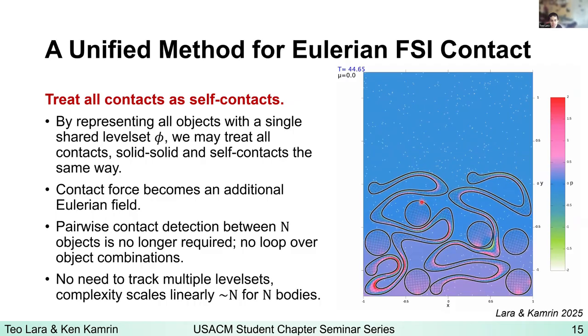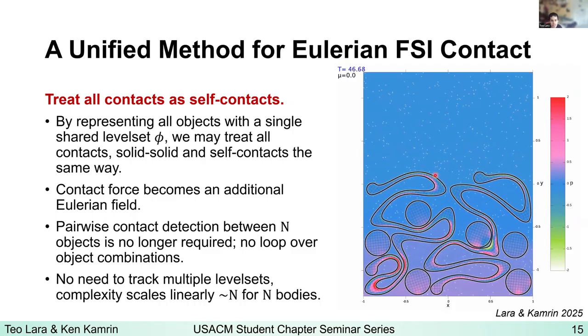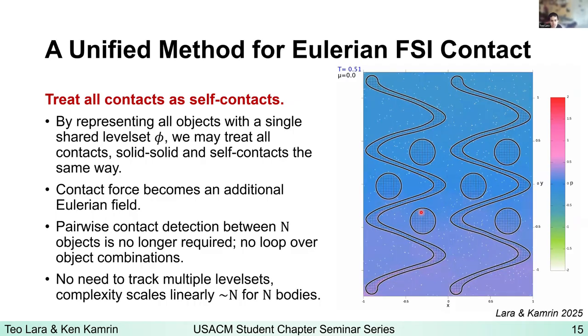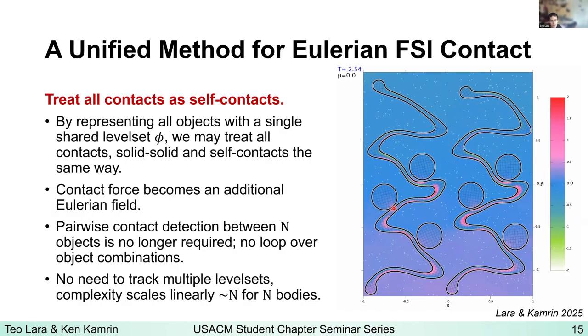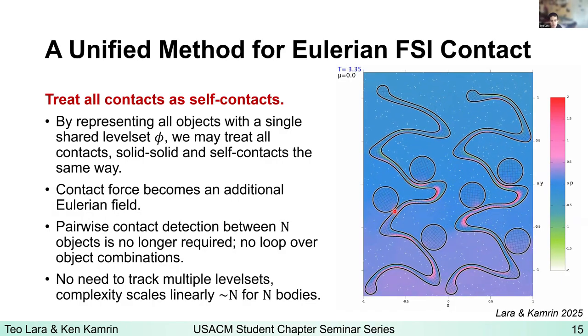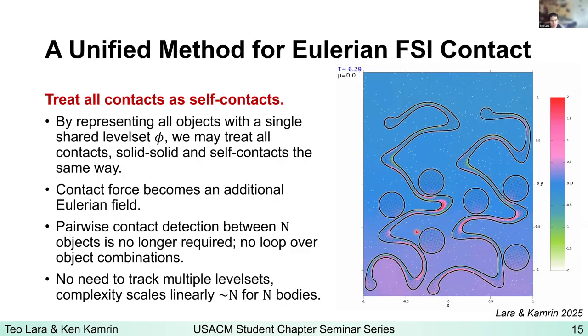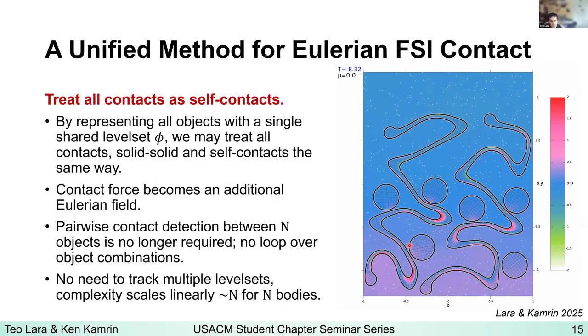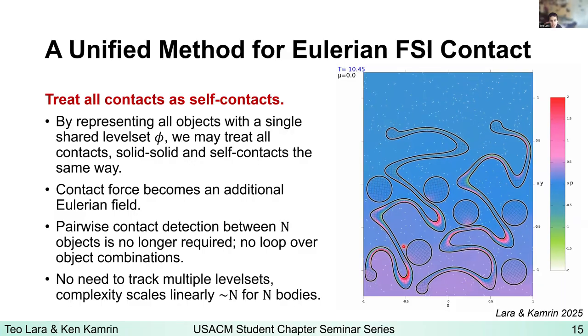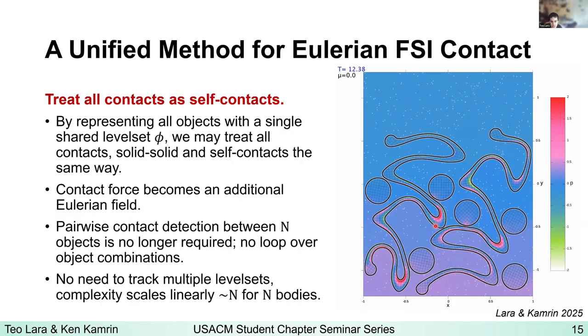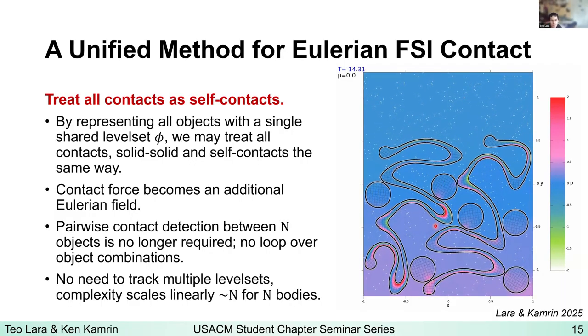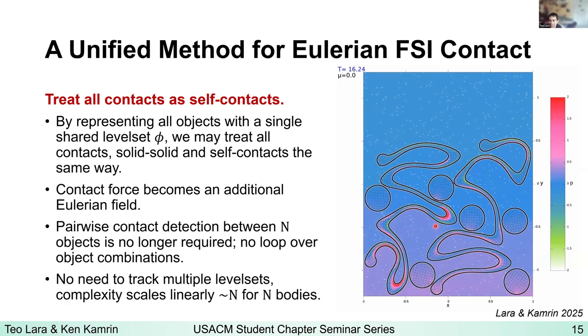So here is a fun little example of a sedimenting spindly noodle and several disks. The disks and the noodle come into contact in several places, and the noodle also comes into contact with itself. And all these contacts are treated in the same way as the bodies eventually settle under the influence of gravity. I will come back to contacts in 1 second.